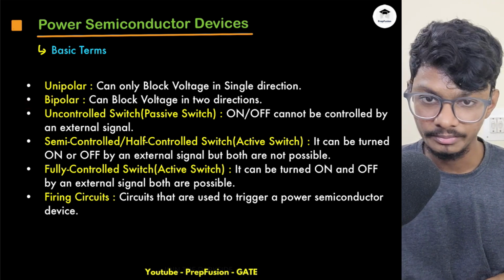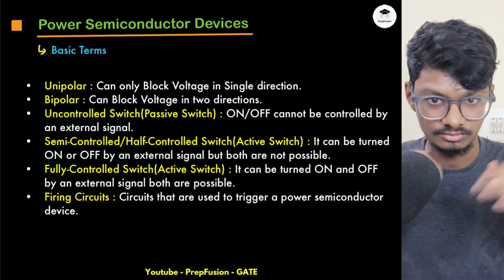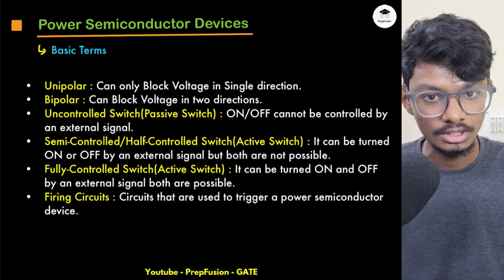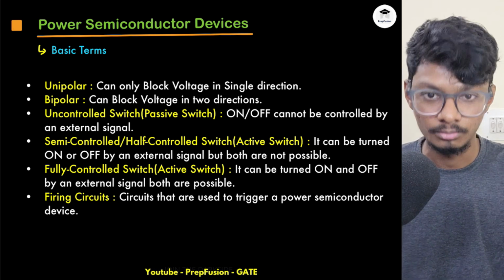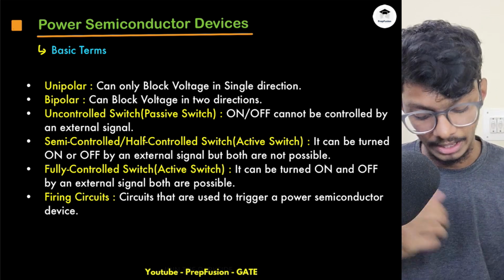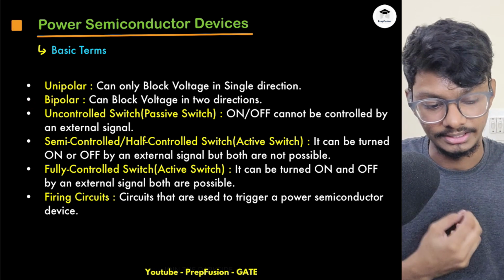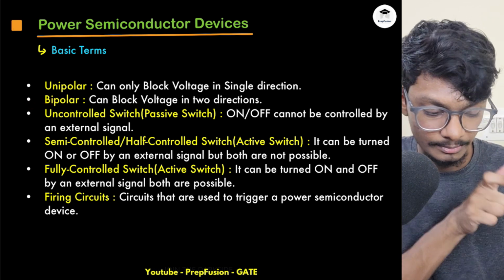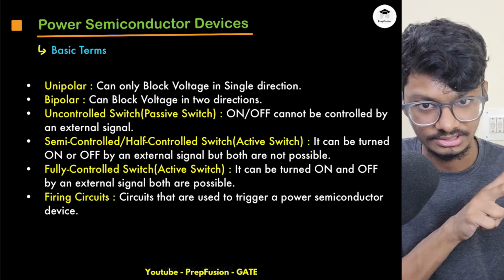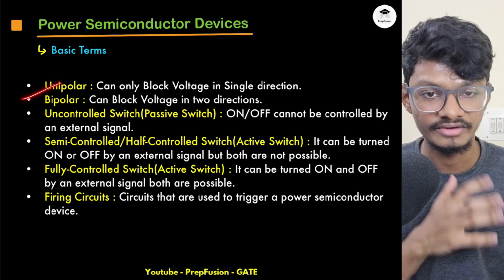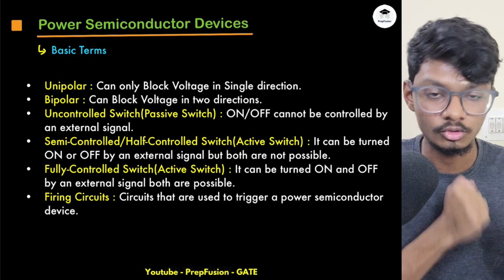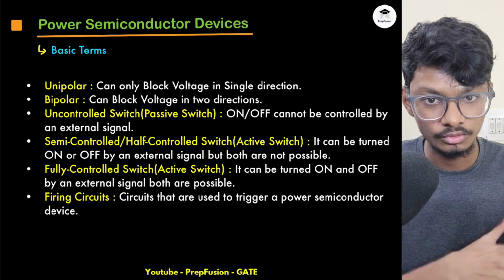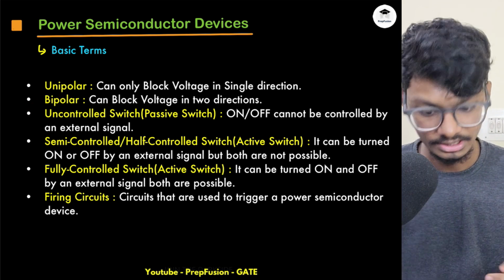Also, bipolar means it can block voltage in both directions, both positive and negative. Now bipolar can also be described like this: in a bipolar device there are two charge carriers, both electrons and holes. In a unipolar device only one charge carrier is present, only electrons or only holes, not both. In bipolar both electrons and holes can be charge carriers.